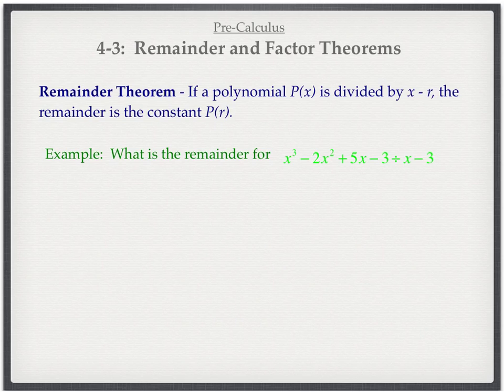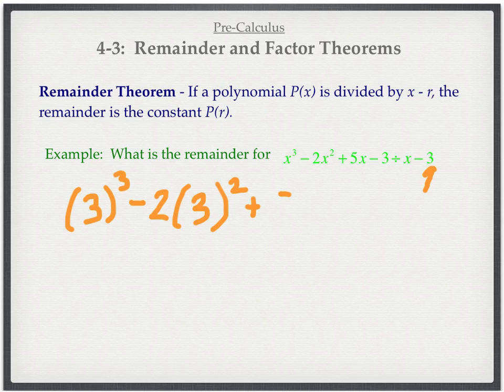Hopefully you can read this green thing here. So I have x cubed minus 2x squared plus 5x minus 3. I'm going to divide it by x minus 3. If all I want to know is the remainder, all I have to do is put 3 in place of this x. So I'll do that. So I have 3 to the third minus 2 times 3 squared plus 5 times 3 minus 3.